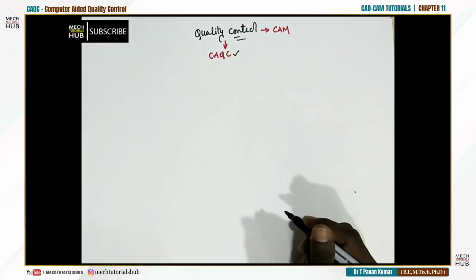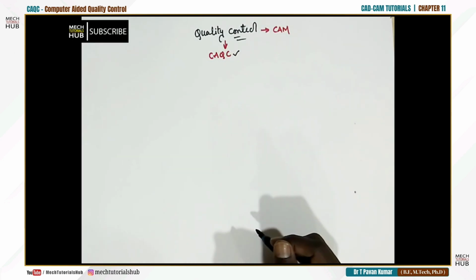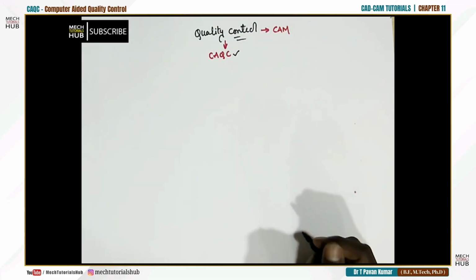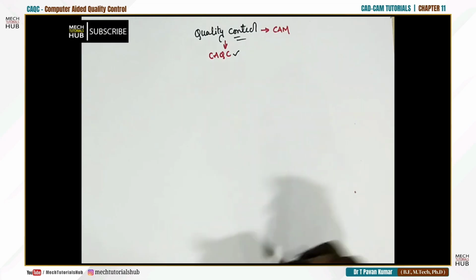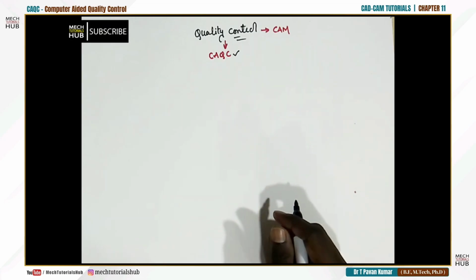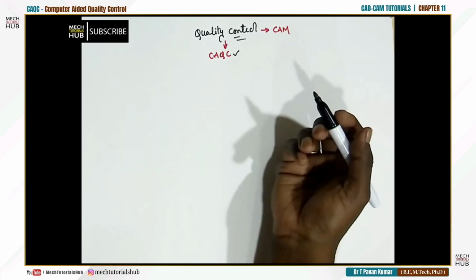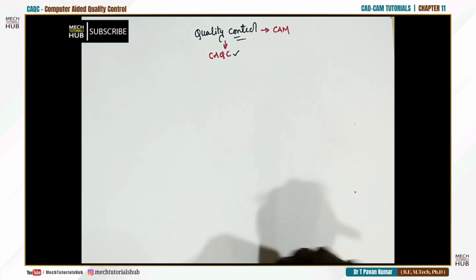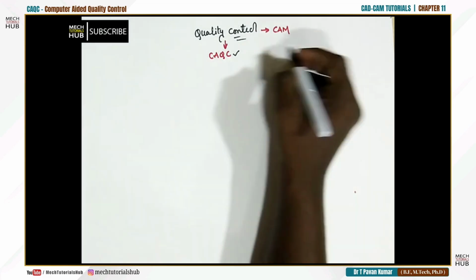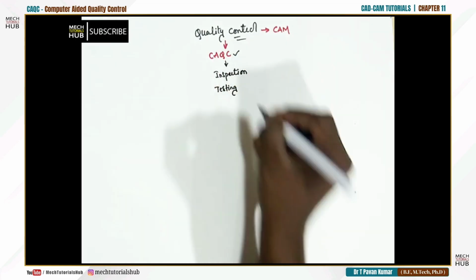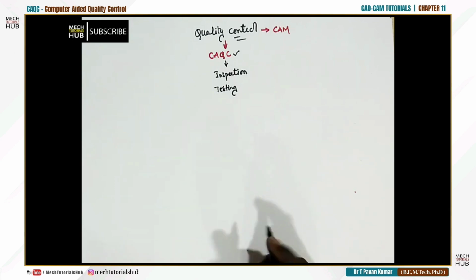Before working on computer aided quality control, we'll focus on a few points related to the traditional way of manufacturing. Computer aided quality control is the use of computers for quality control of a product by using some software. The two major parts of quality control are inspection and testing. Whenever you talk about quality, inspection is the first term, then comes testing.